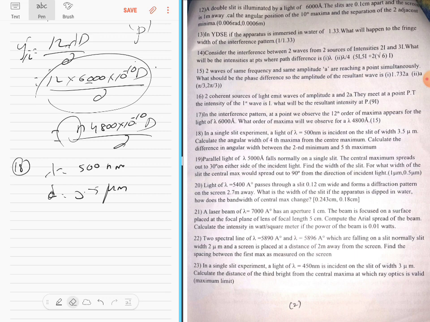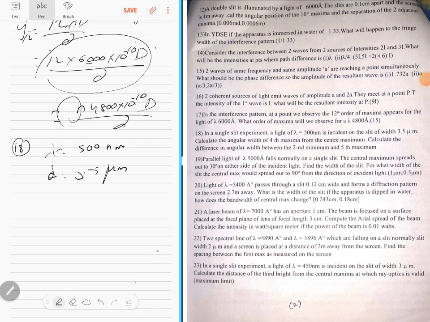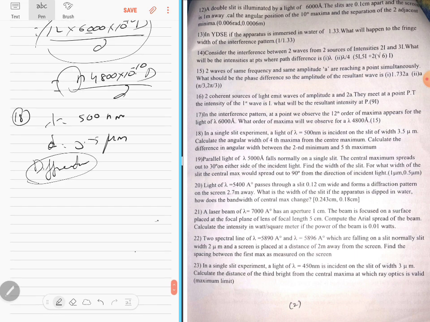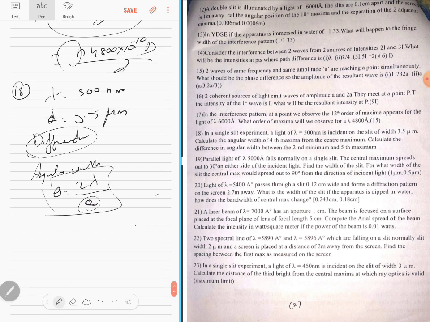Calculate the difference in angular width between the second minimum and the fifth maximum. See, this is diffraction, okay? This question clearly shows it's diffraction, and I know how to find only the angular width of the central maxima. I know the angular width of the central maxima in diffraction is theta equal to 2 into lambda by A or small d or whatever. This is the formula I know. I don't know how to find the angular width of the fourth maxima. In interference I know, but not in diffraction. I'm sorry, so the 18th question is a doubt.